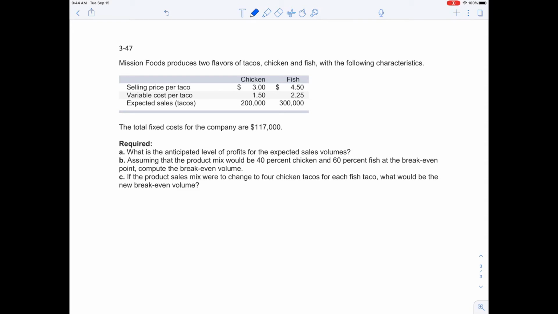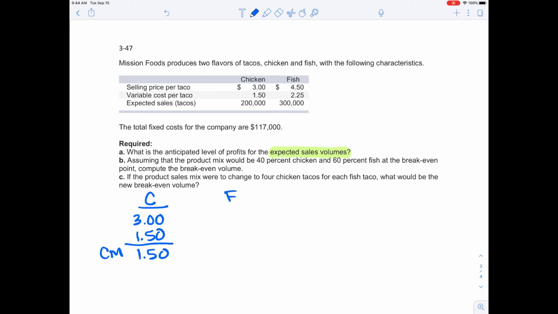And taking a look at each of these items and what it's going to take. So that first one is asking us, what is the anticipated level of profits for the expected sales volume? So how much do I expect to sell as is with the information given? So based on the information given, I know the first thing I need to do to make this easier for chicken, I have a $3 sales price, $1.50 variable cost, which gives me that contribution margin of $1.50.